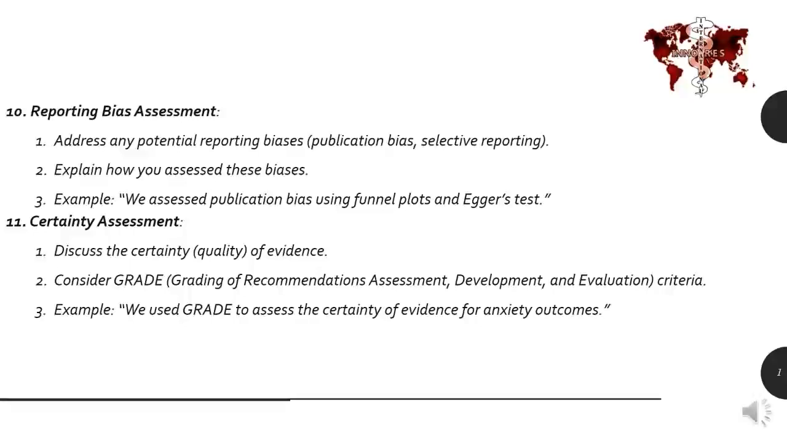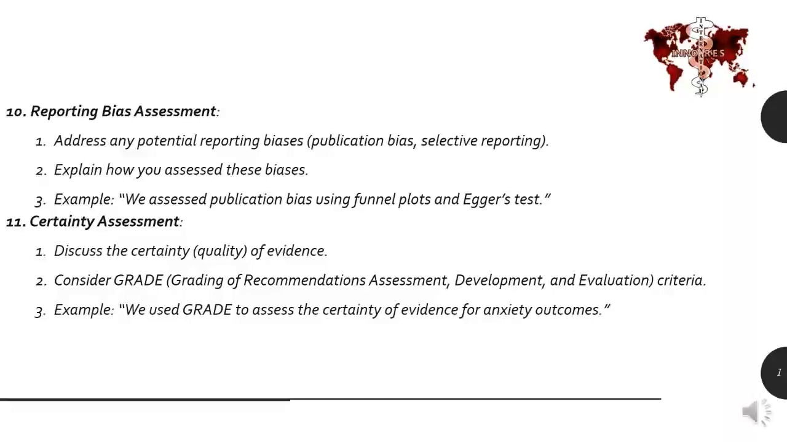Some of the graphical methods and statistical methods that exist, for example, are funnel plots or Egger's tests. Those are going to give you an idea of the potential for bias as a result of missing results. So next we'll be talking about item 15, which addresses the certainty assessment.